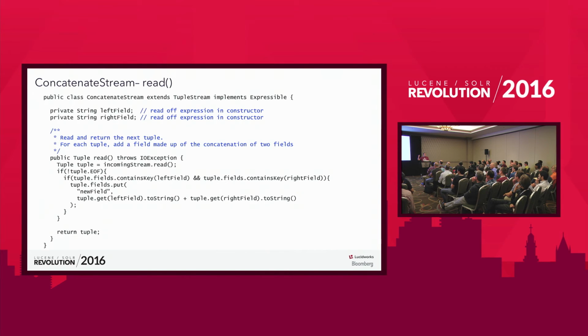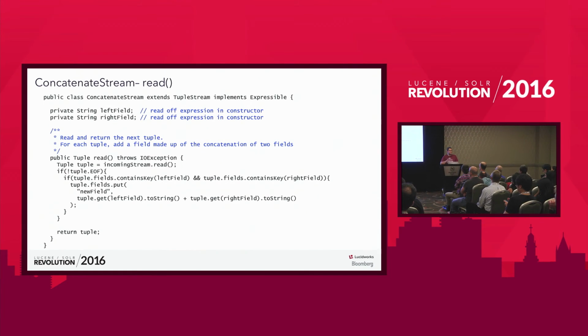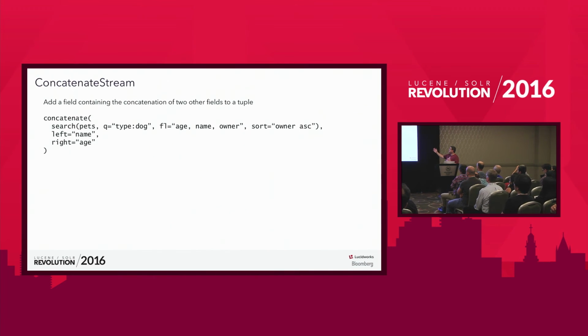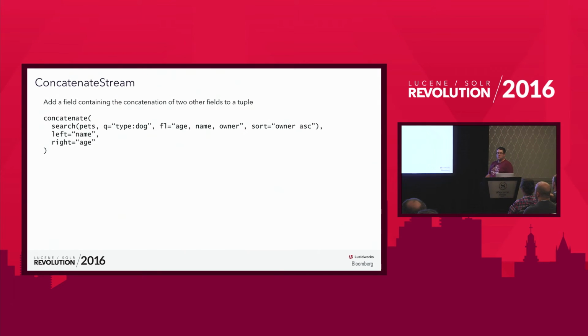So you can do your partial metric gathering on each worker. That gets complicated with metrics that you can't do across workers, but it can help you in a lot of cases. I skipped the concatenate stream. This is just to show you how you can read values out of your tuple and then use them in your read function.